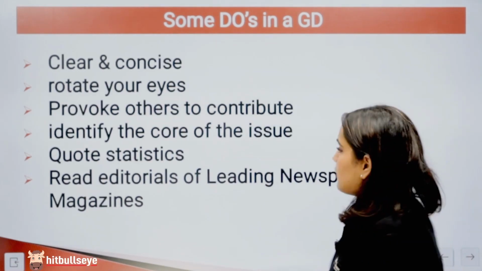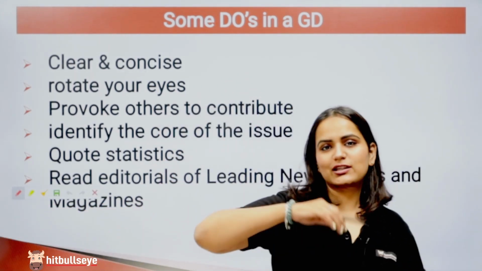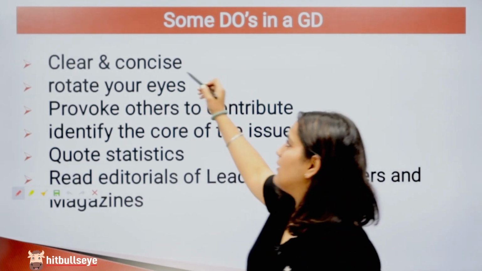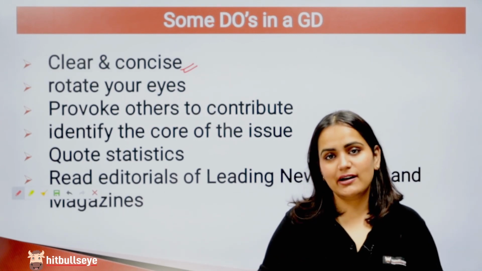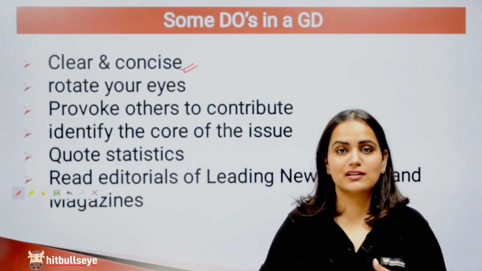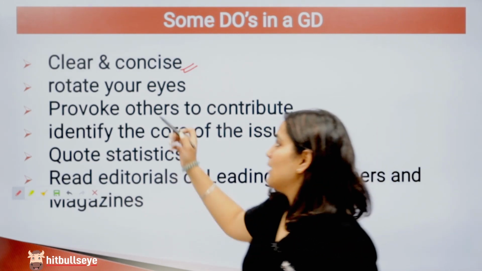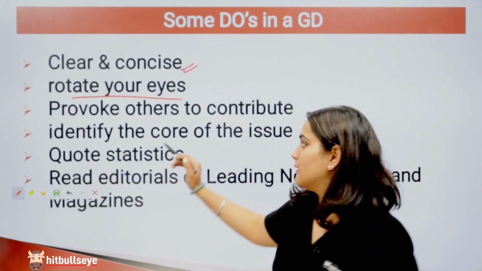Now, let's just talk about certain do's that will help you spark your GD and help you get some good scores. So here, clear and concise. As I've already told you about the 3 C's, clear, concise, and correct. This is what your speech should be. This is what your part in the GD should be. Next, rotate your eyes. Make eye contact. This is what I mean to say here, right?